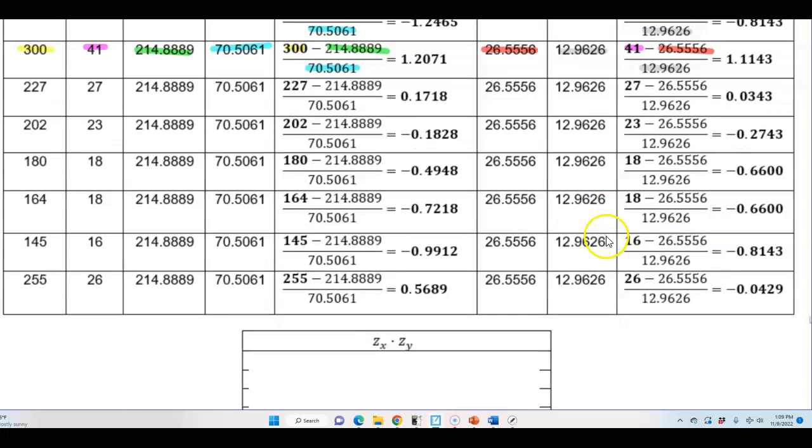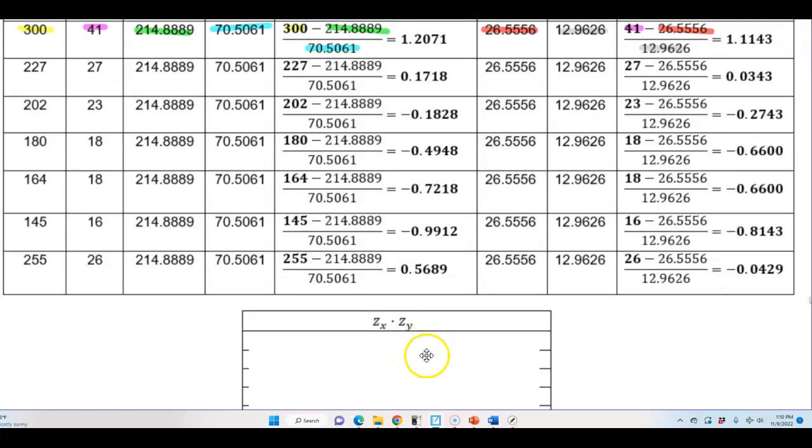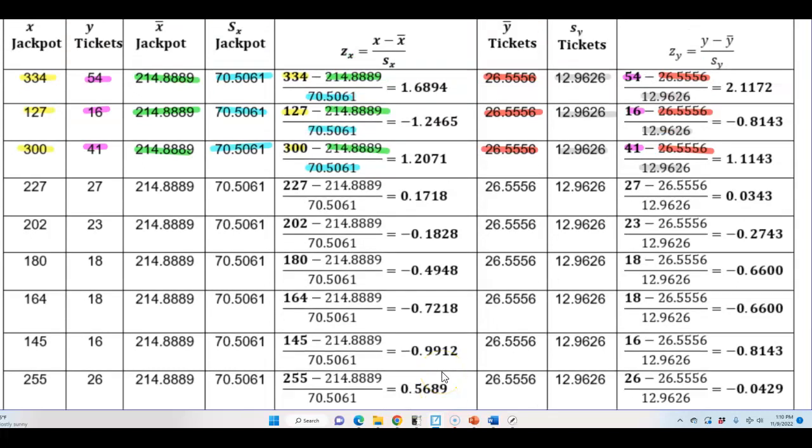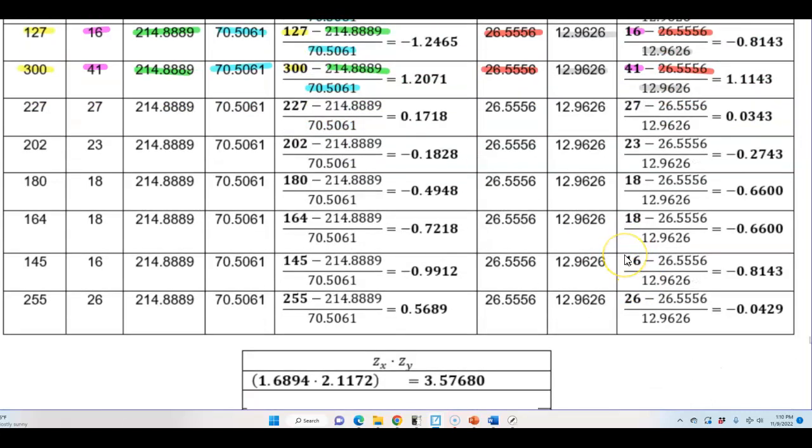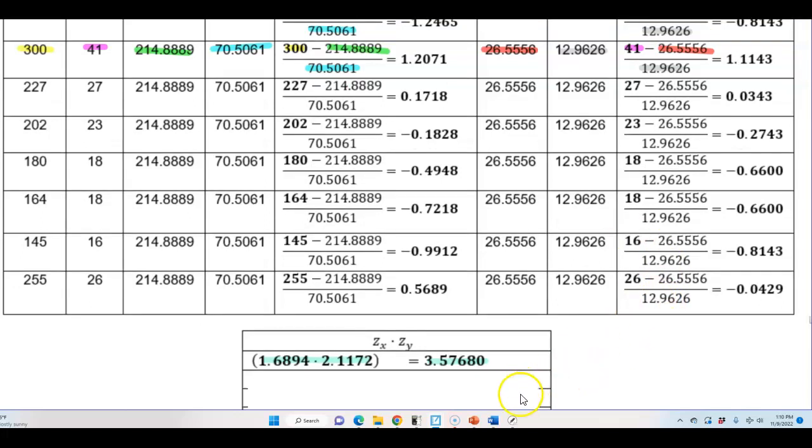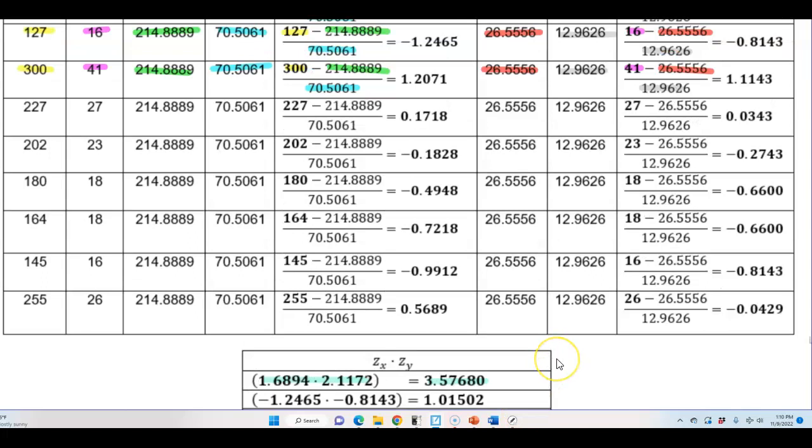So now what we want to do is we want to take the z-score of the x values and multiply it by the z-score of y. So what we're going to do is the following. If we come back up here, okay, and let's take a look. We have 1.6894 for the z, and then for the y it's 2.1172. So when we multiply them together, we get 3.57680.